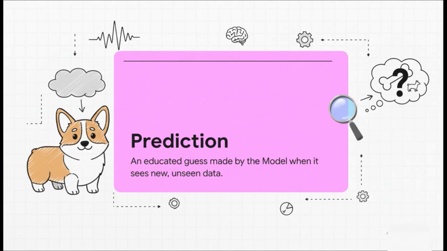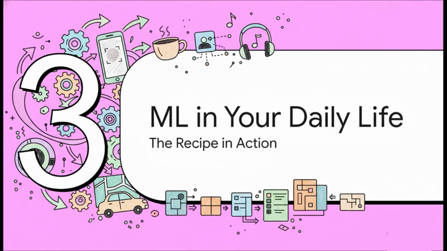So what do we do with this finished model? Well, we use it to make predictions. This is the payoff. We can now show our model a brand new photo, something it has never ever seen before. Let's say it's a corgi, and it can use everything it learned to make an educated guess. It'll look at the features and predict, yep, that's a dog. Now, I know this whole thing might sound a bit abstract, but I guarantee you interact with this exact 3-step recipe every single day. Let's look at a couple of examples you'll definitely recognize.